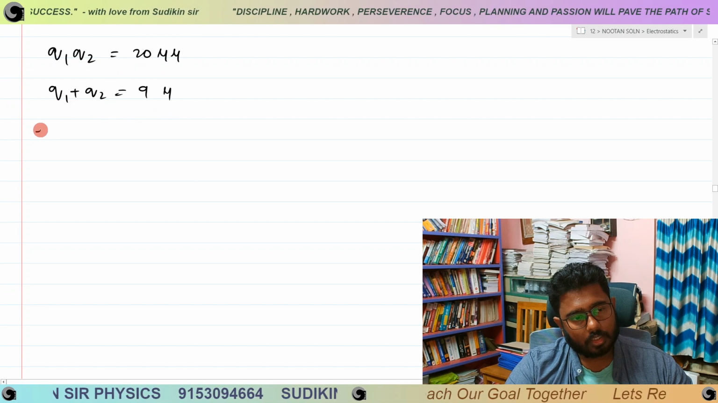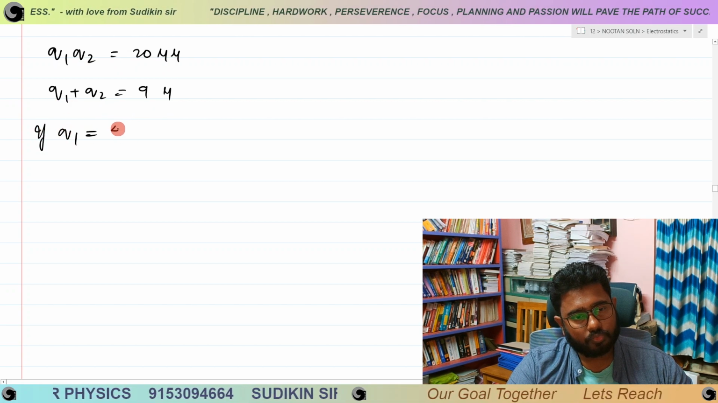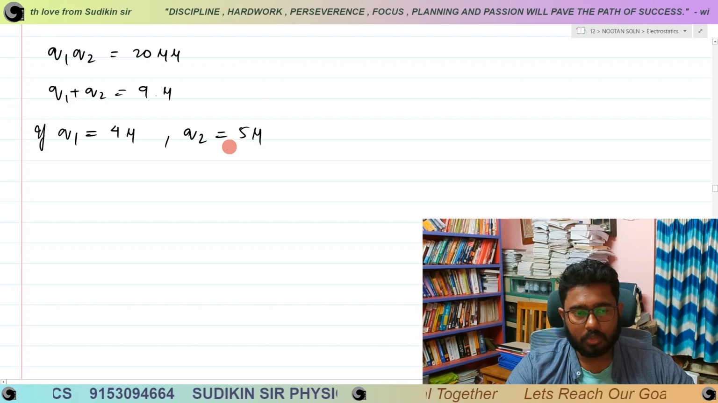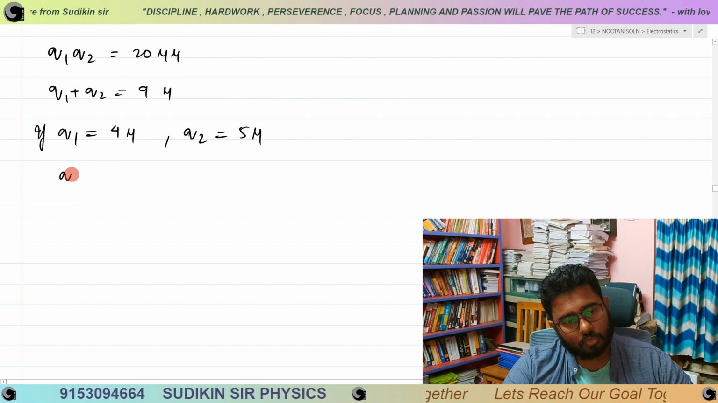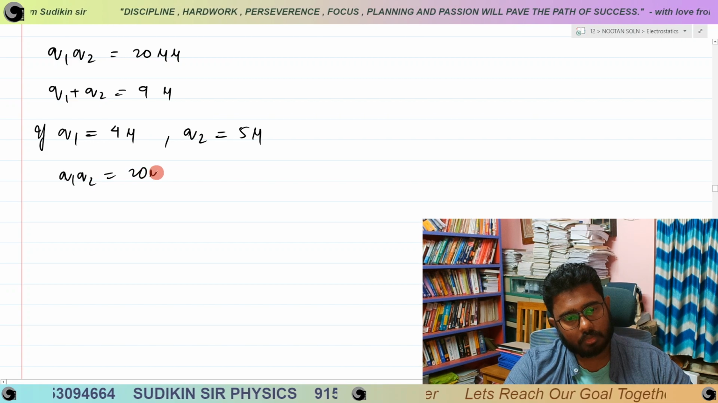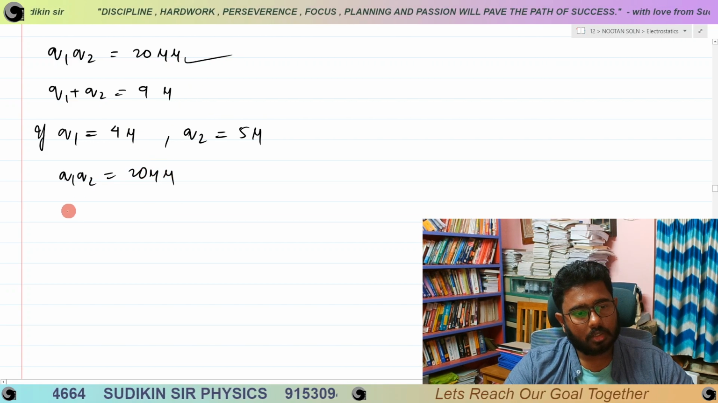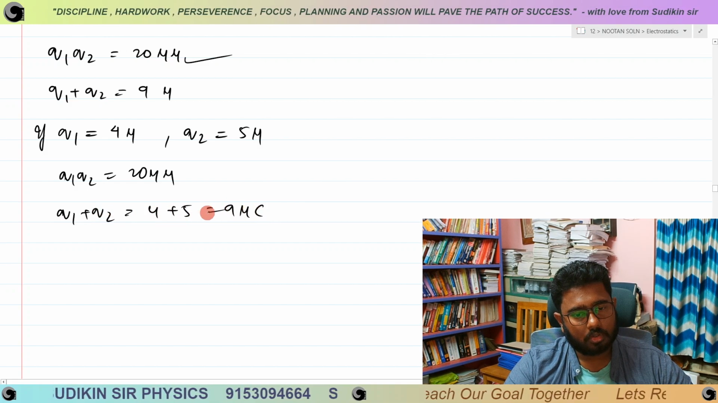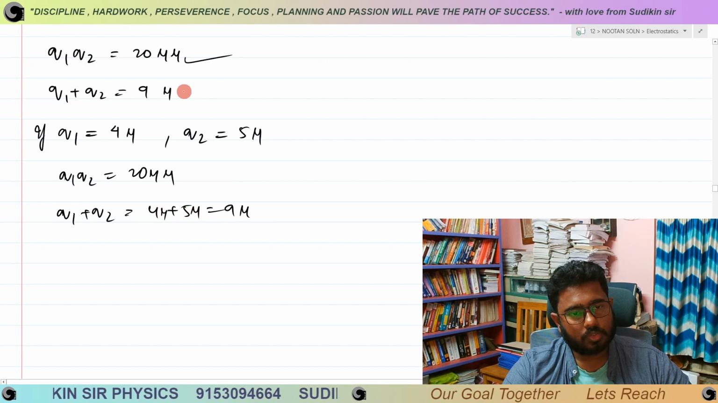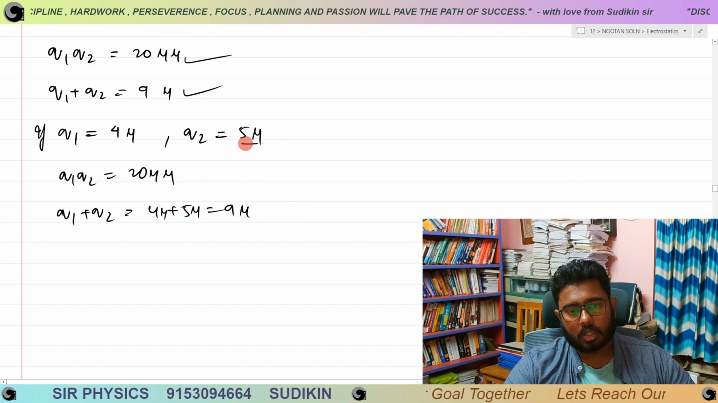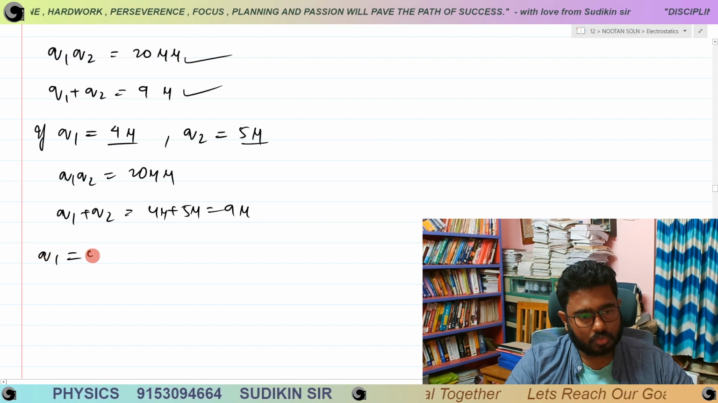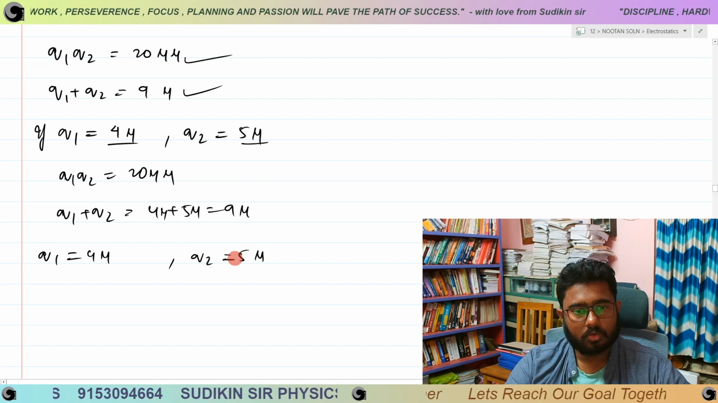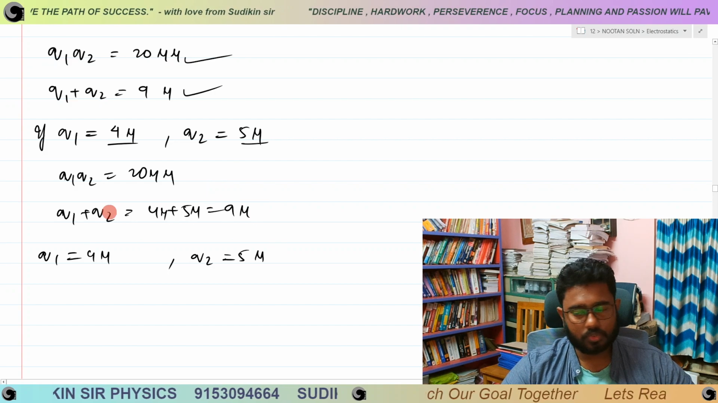So if we take q1 equals to 4 microcoulomb and q2 equals to 5 microcoulomb, then can we say q1 q2 will be 4 into 5, 20 microcoulomb. So this is satisfied, and q1 plus q2 is 4 plus 5, that is 9 microcoulomb. So see, this one is also satisfied. So this will be your answer, that is q1 equals to 4 microcoulomb and q2 equals to 5 microcoulomb. Okay. So this is a way in which we can do.